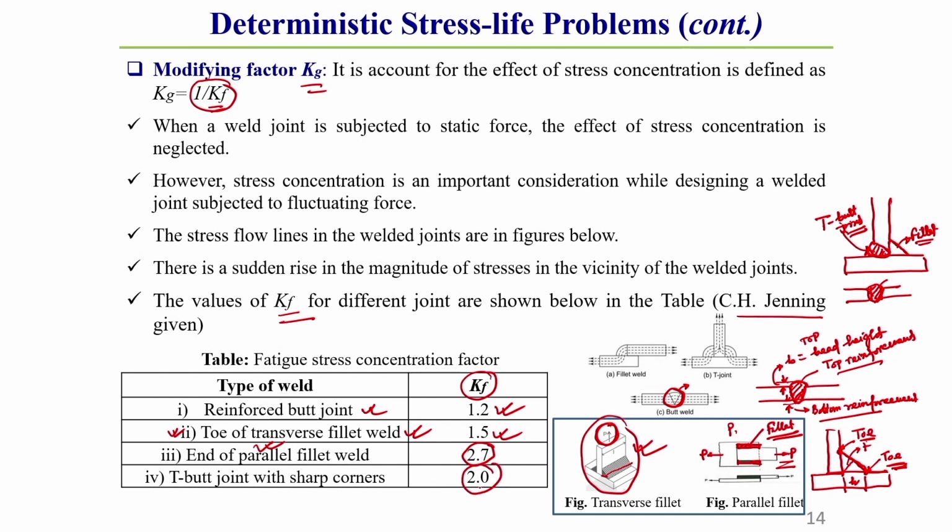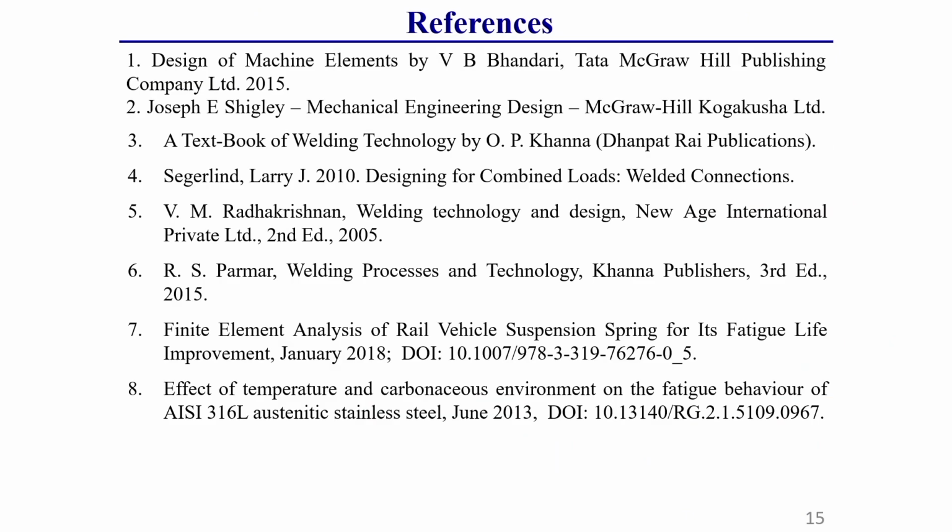By considering these different types of weld joint, Kg is generally calculated as Kg equals 1 divided by Kf. So, depending upon your type of weld joint, you can use this equation and find out the Kg value. This Kg value you need to use in that Marin equation, and you can find out the actual endurance strength. So, this is all about today's lecture.